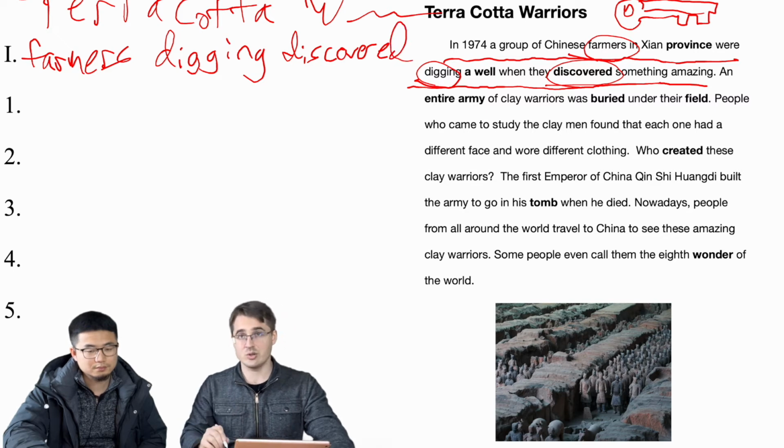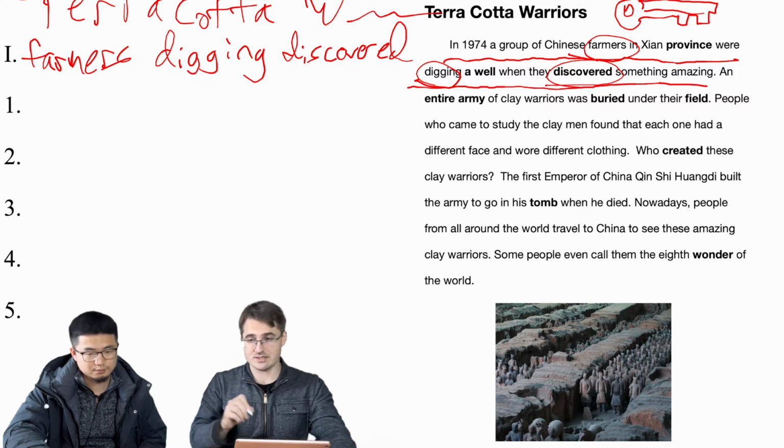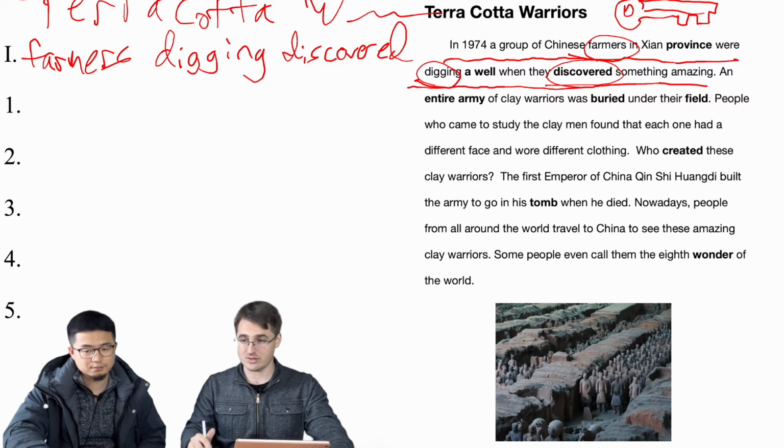Please write this on your paper. Farmers, digging, discovered. Your 3 key words.